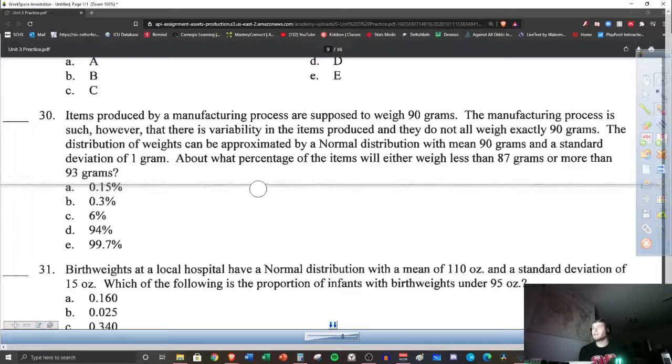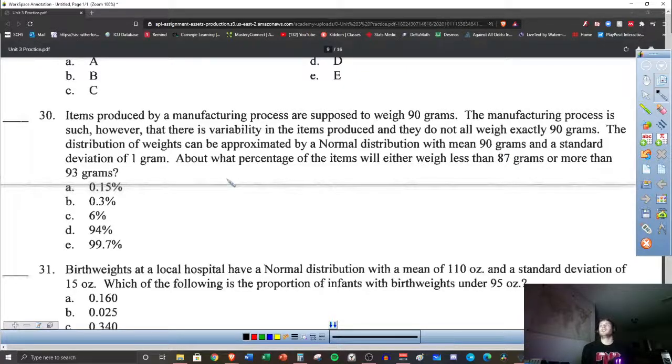On this question, it says items produced by a manufacturing process are supposed to weigh 90 grams. The manufacturing process is such, however, that there is variability in the items produced, and they do not all weigh exactly 90 grams. The distribution of weights can be approximated by a normal distribution with a mean of 90 grams and a standard deviation of 1 gram. About what percent of the items will either weigh less than 87 grams or more than 93 grams?